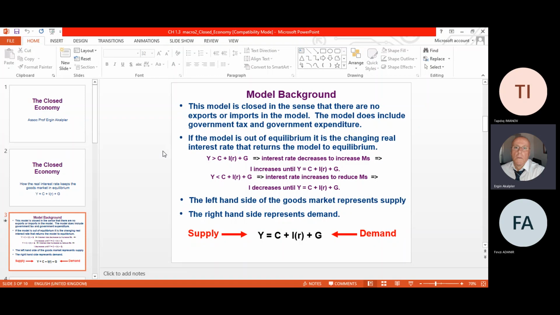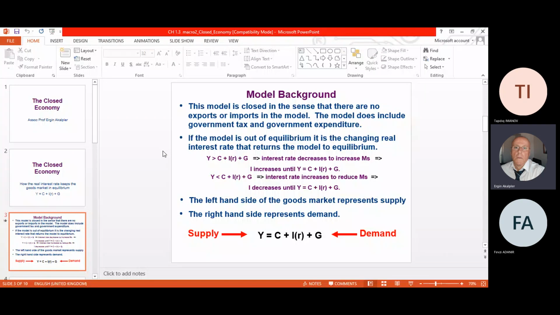Let's see what will happen. As you are observing, Y is now supposed to be larger than C plus I plus G. If it is like this, which means the supply is more than demand in the equation, then the interest rate is expected to decrease. Fiscal policies, open market operations, expansionary money policy, the discount rate, and reserve requirements are going to be employed by the central bank for balancing the economy, because supply is now more than demand, which means we are above the equilibrium.